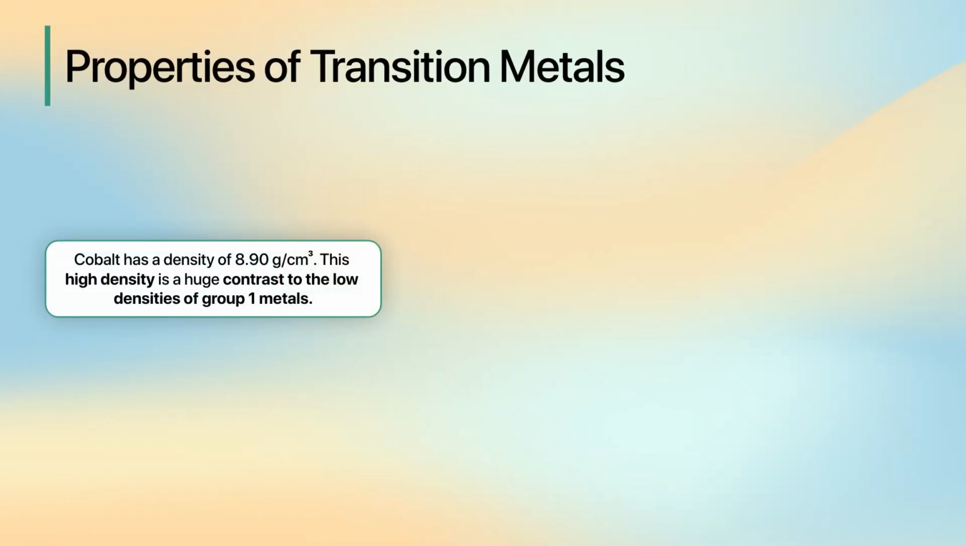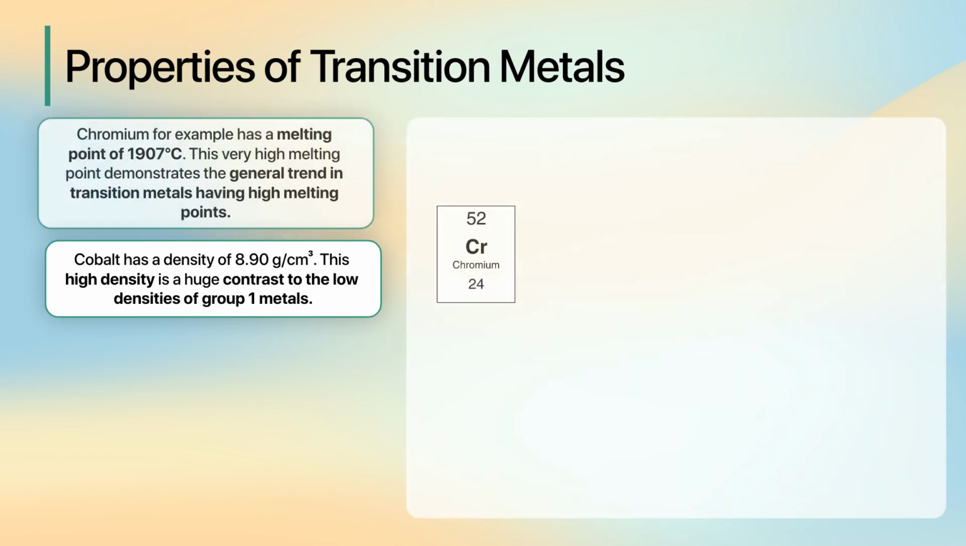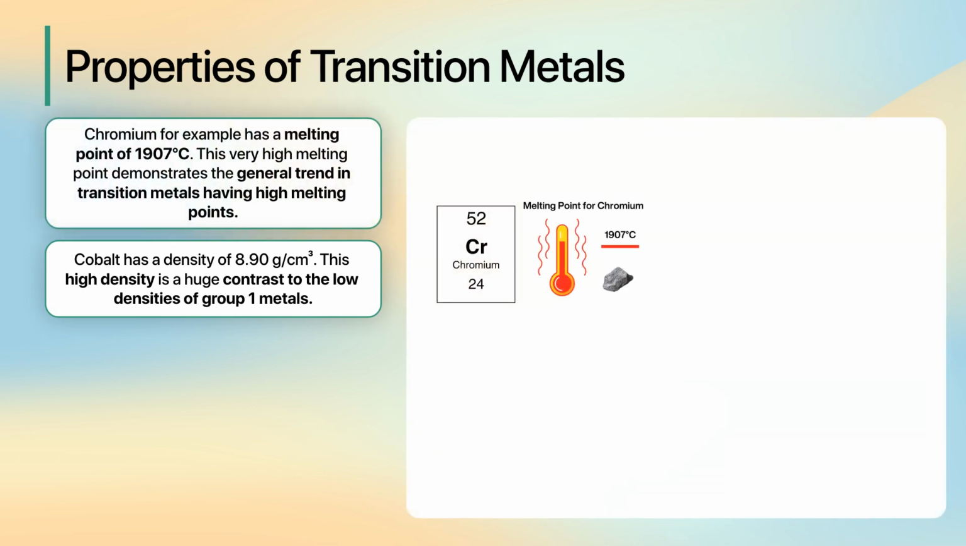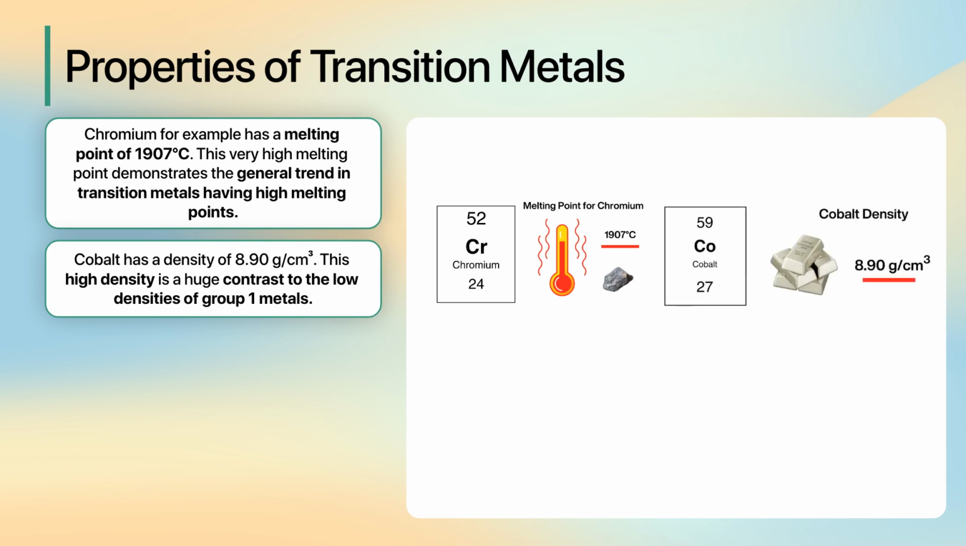Now, using specific transition metals as examples can help solidify our understanding of their properties. Chromium, for example, has a melting point of 1,907 degrees Celsius. This very high melting point demonstrates the general trend in transition metals having high melting points. Cobalt has a density of 8.9 grams per centimeter cubed. This high density is a huge contrast to the low densities of Group 1 metals.